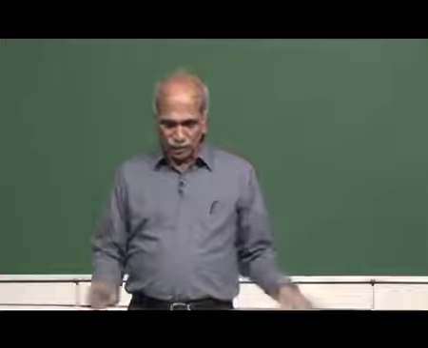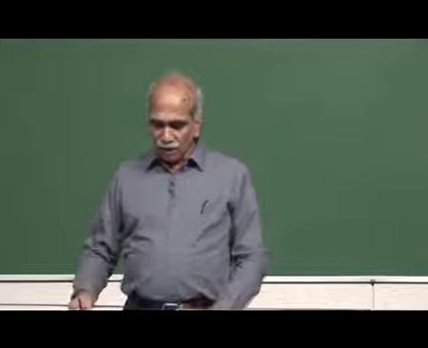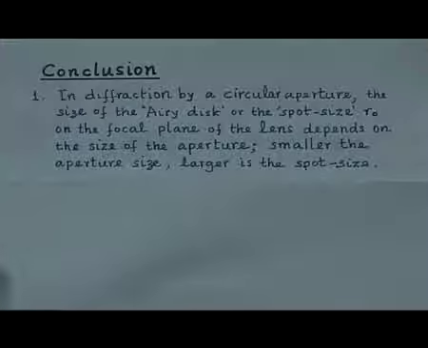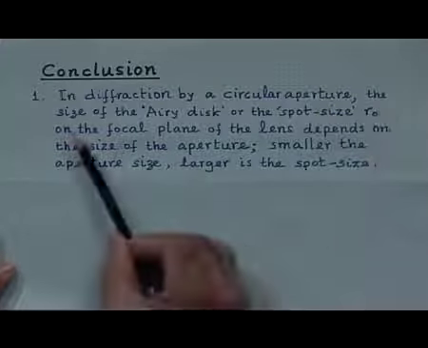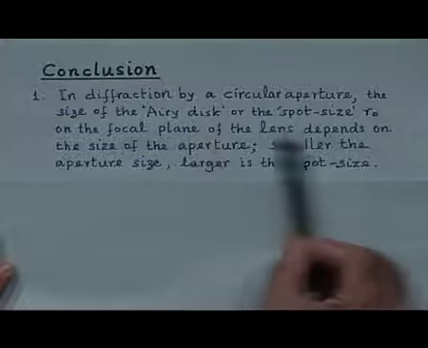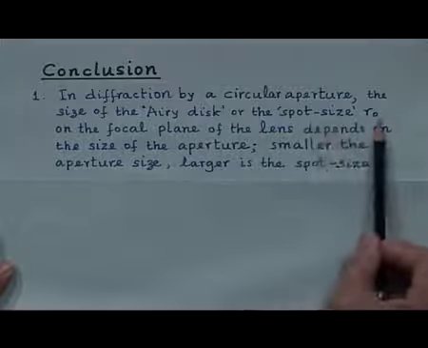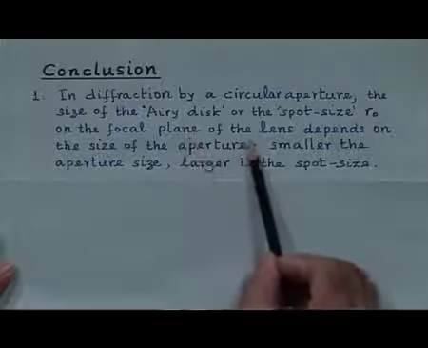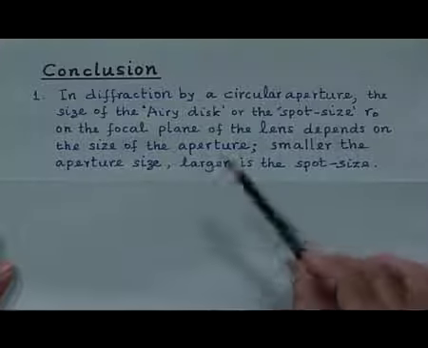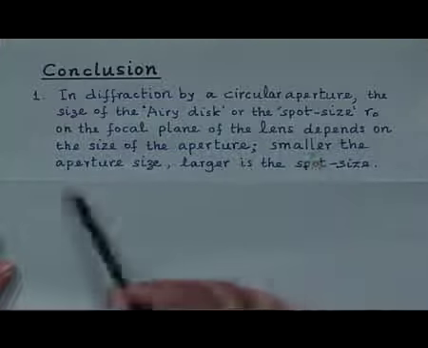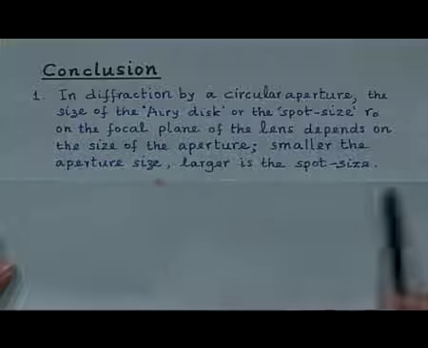Now, from these discussions, let me see the conclusions. What are the conclusions that we have? The summary of the discussion so far. In diffraction by a circular aperture, the size of the airy disc, or the spot size R 0, on the focal plane of the lens depends on the size of the aperture. We are repeating this, but this is summarizing it. Smaller the aperture size, larger is the spot size.